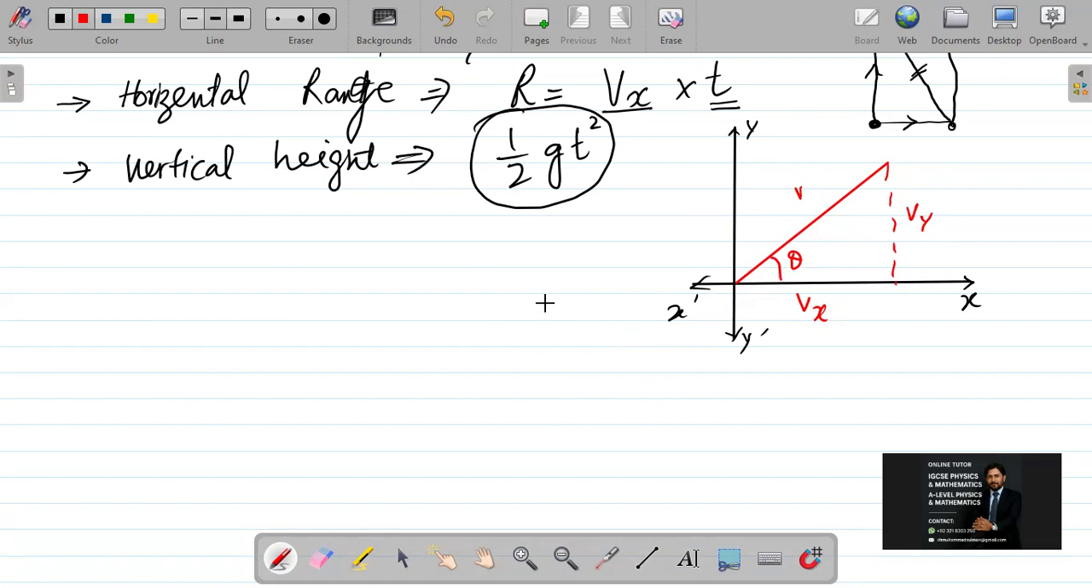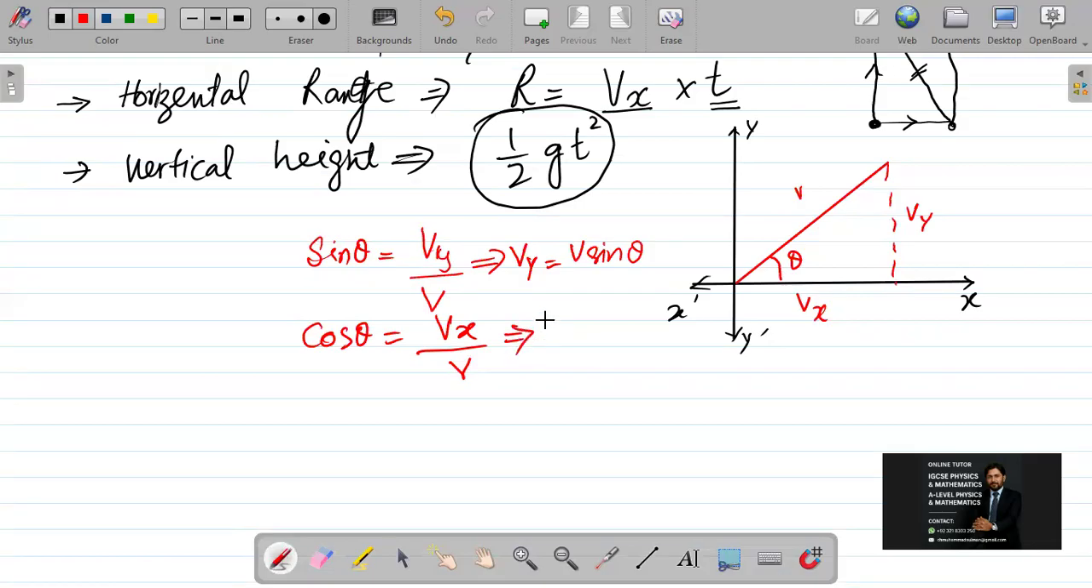So for this purpose, when I am taking the vertical component as the subject, I am using a trigonometric ratio: sine theta is equal to perpendicular over hypotenuse, that is Vy over V. So from here, I can say it can be written as Vy is equal to V sine theta. And if I take the cos ratio, then cos theta is equal to Vx over V, which can be written as Vx is equal to V cos theta.